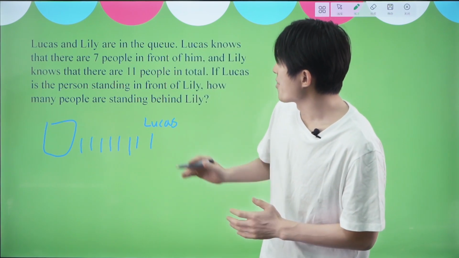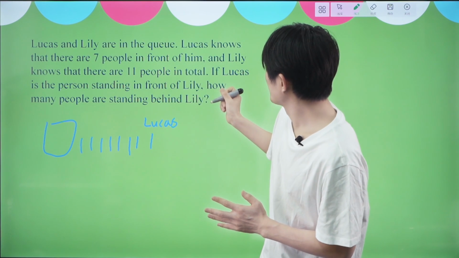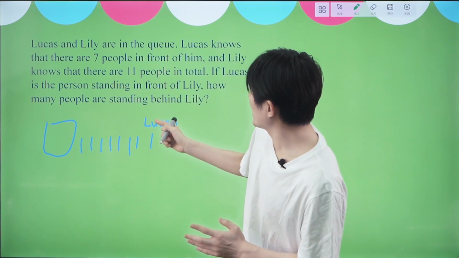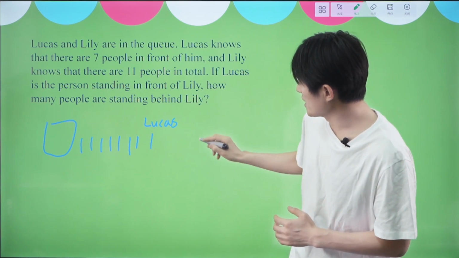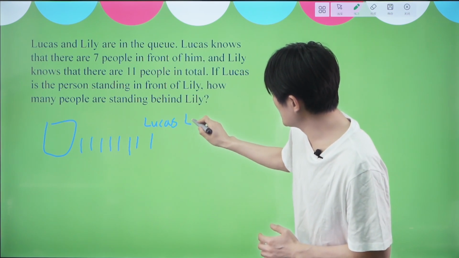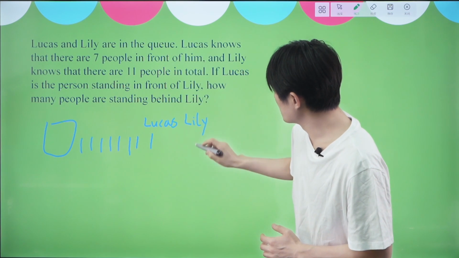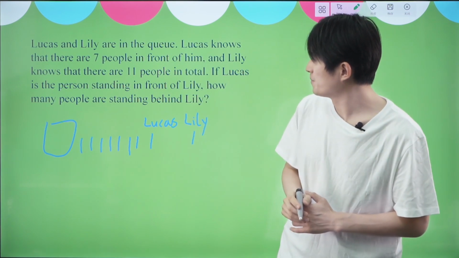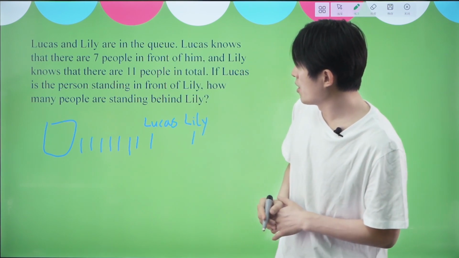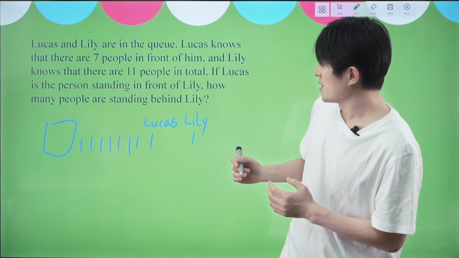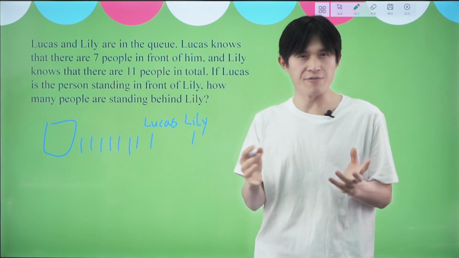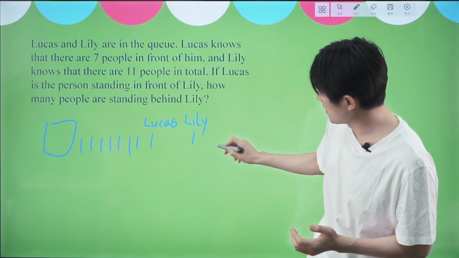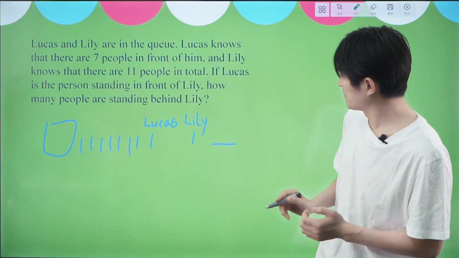And Lily here. Lucas is standing right in front of Lily. So here is Lily. Lily is behind Lucas. And now the question is, how many people are standing behind Lily? We need to find how many people are there behind Lily.